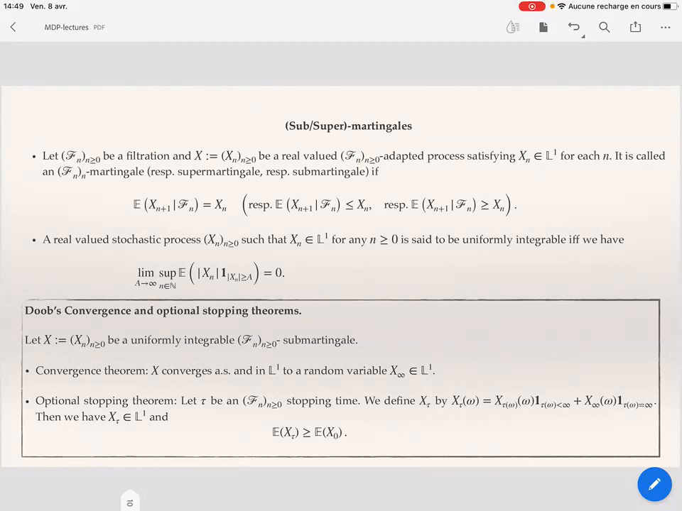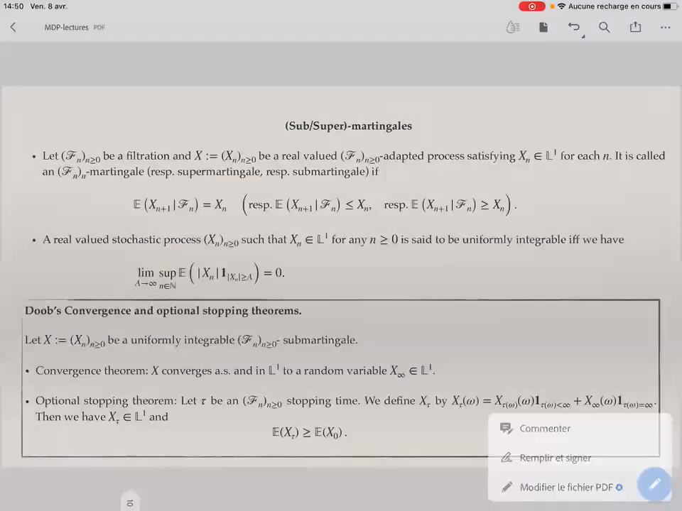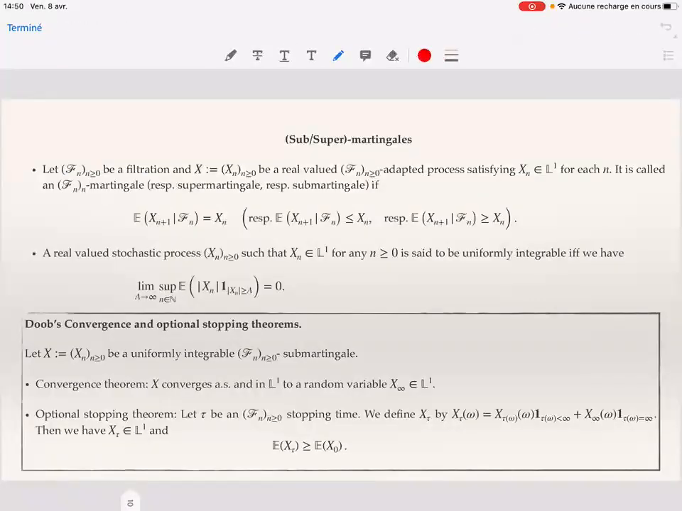So what is a martingale? A martingale is a stochastic process defined in terms of some filtration. You first have to fix a filtration Fn, some increasing sequence of sigma fields. You take the stochastic process Xn, and we say that it is a martingale if the conditional expectation of Xn plus one given the past Fn is exactly equal to Xn. And of course, you have to assume that Xn is in L1, so it is integrable, because otherwise you cannot define this conditional expectation.